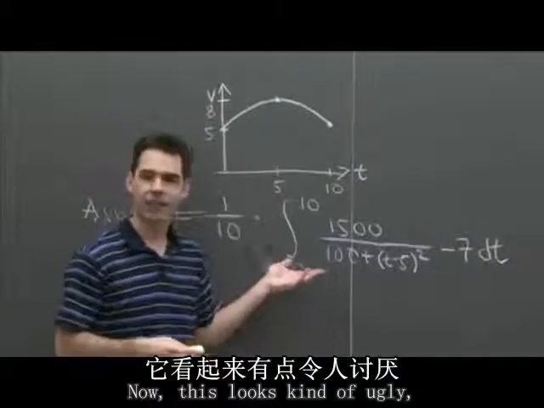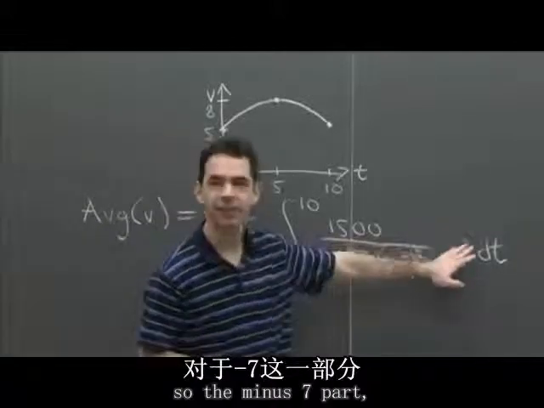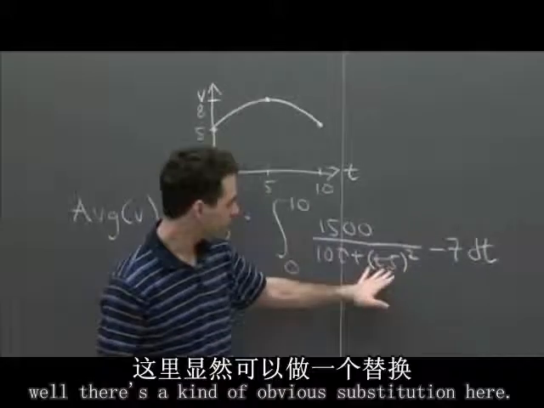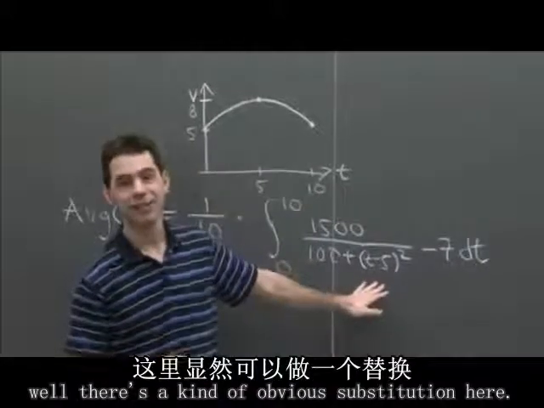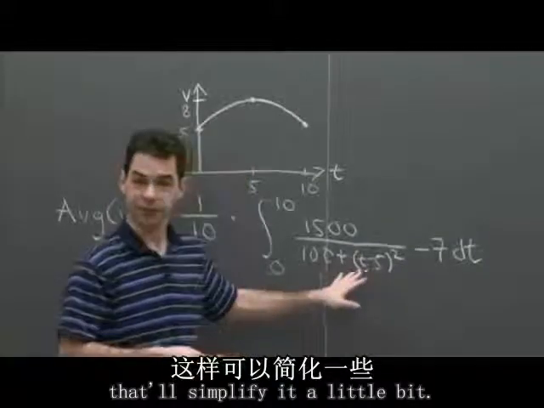Now, this looks kind of ugly, but actually it's not that bad. One thing you can notice is that the minus 7 part is going to be easy to take care of. And then in this more complicated part, there's a kind of obvious substitution here. You could set u equal to t minus 5. That'll simplify it a little bit.